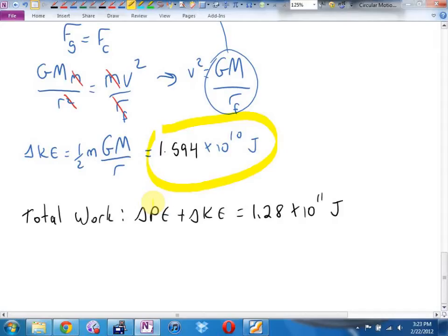Oh, sorry folks, I read the wrong page. I'm apparently more tired than I thought. The actual answer you're going to get is not 1.28, it's going to be 1.44 times 10 to the 11th. I read my own notes.